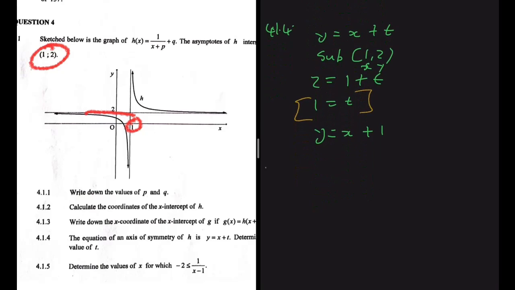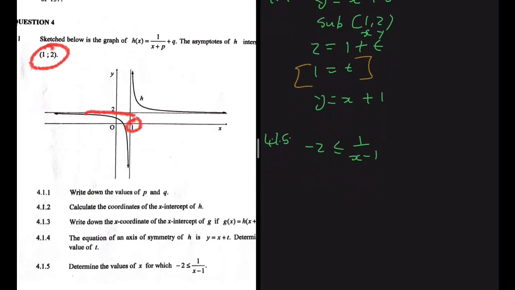The last question, 4.1.5, says let's determine the values of x for which minus 2 is less than or equal to 1 divided by x minus 1. Let me show you something. If we take minus 2 to the right hand side, we get 0 less than or equal to 1 divided by x minus 1, plus 2. And this is the equation we have in the graph.